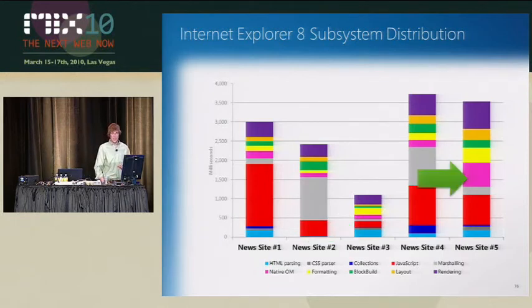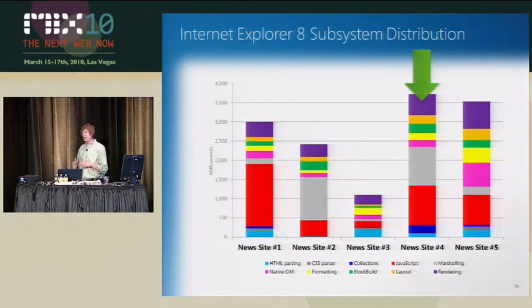Site number 5 spends a lot of time in the DOM. Every time they need something from the DOM, they cross that boundary and they access it from the DOM itself, and then they often walk the DOM. Site number 4, honestly, site number 4 doesn't really follow any of the best practices that we talked about today, and that's why site number 4 was the slowest to load.